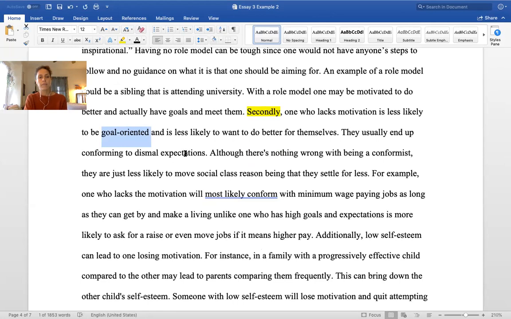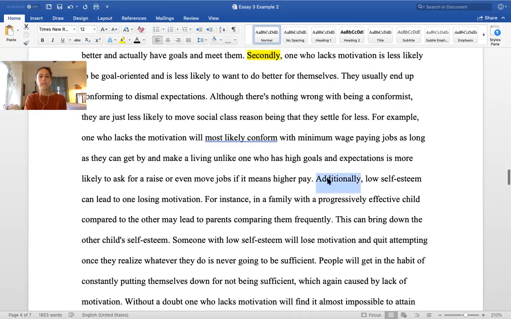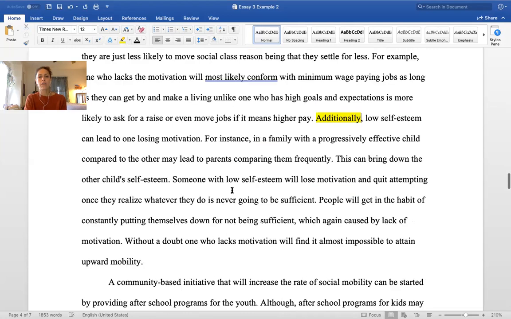So let's see. This is actually about kind of conforming. I would say for this person, let's be a little clearer here with our example, because we're talking about goals and not wanting to do better for themselves, and then it's kind of talking about conforming. So we would probably just need to clarify what conforming means immediately. Good. So now we have additionally, so for our third example, which talks about low self-esteem. Okay, so we're talking about kids' self-esteem and people's self-esteem and how that's related to motivation and quitting things.